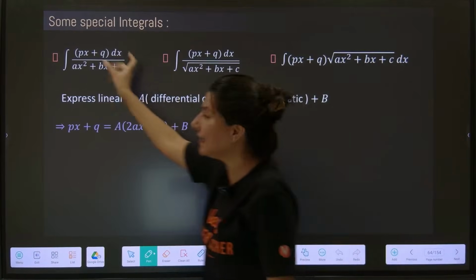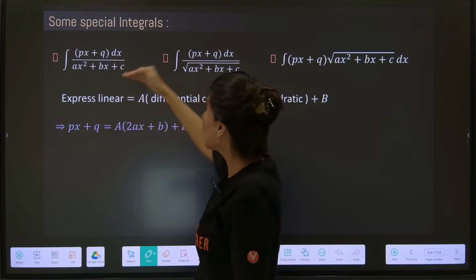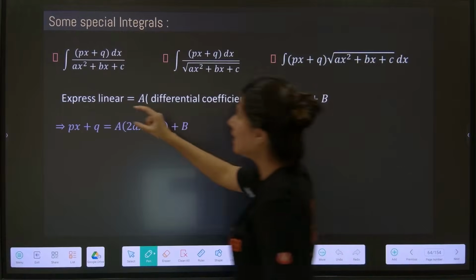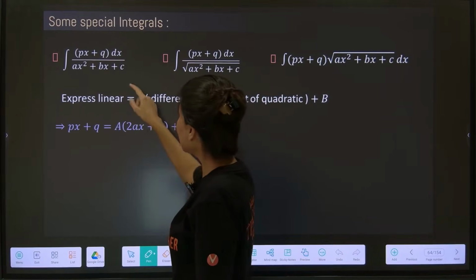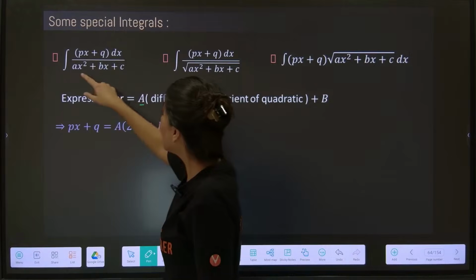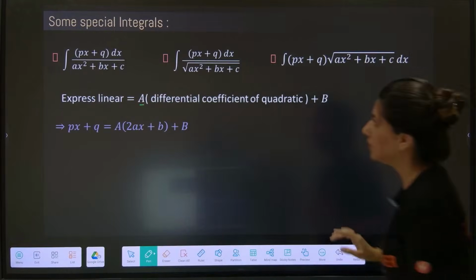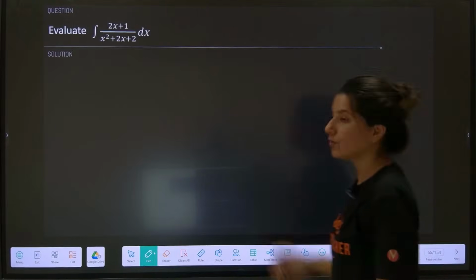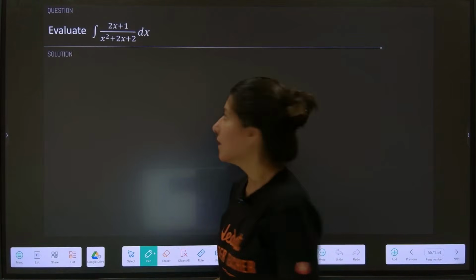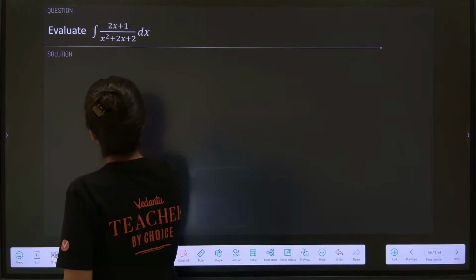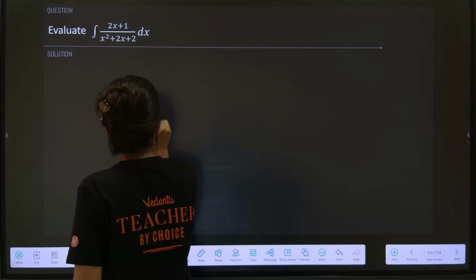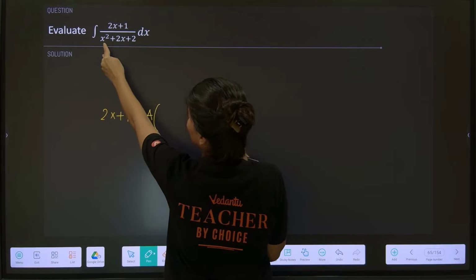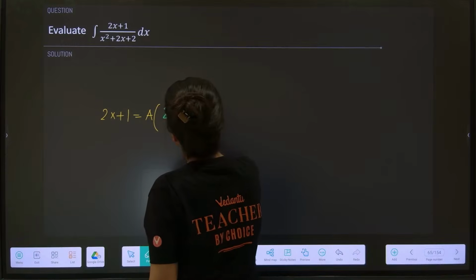Now the linear got attached. So linear by quadratic, linear by root quadratic, linear into root quadratic. So your linear should be expressed as a constant multiplied by the derivative of the quadratic plus b. I'll show you what I'm trying to say. See, suppose this. Can you see linear upon quadratic? So your 2x plus 1 should be expressed as a times the derivative of this main quadratic. So the derivative will be 2x plus 2, plus b.